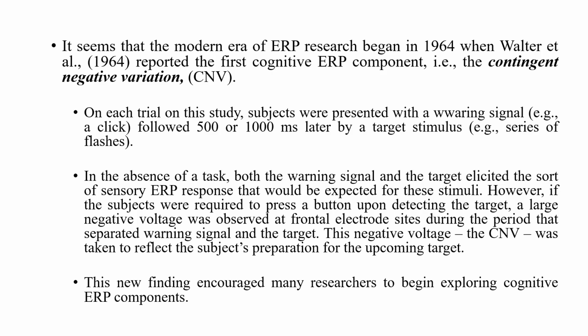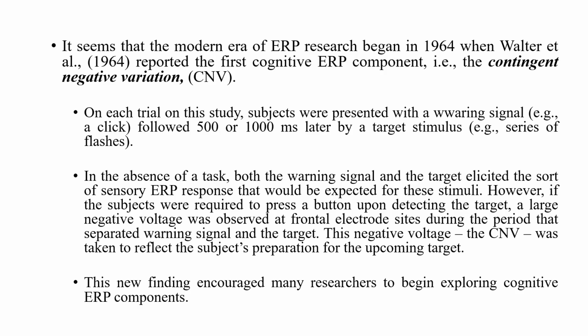So the modern era of ERP research actually begins in the year 1964 when Walter and colleagues reported the first cognitive ERP component, an ERP component that was contingent to neural processing. That component is referred to as the contingent negative variation, or the CNV component. Now, how did they come about this, or how did they discover this?